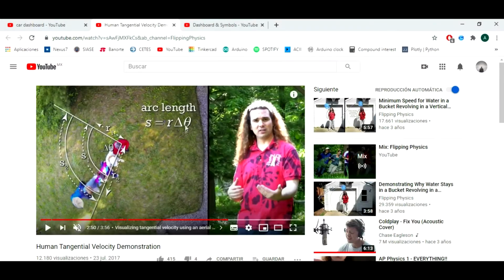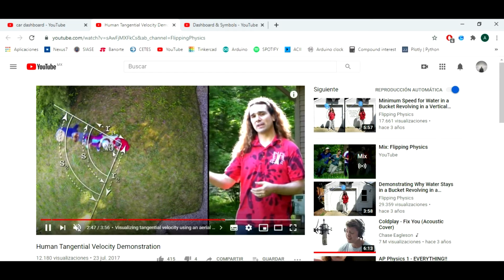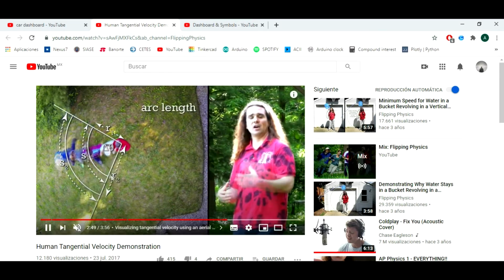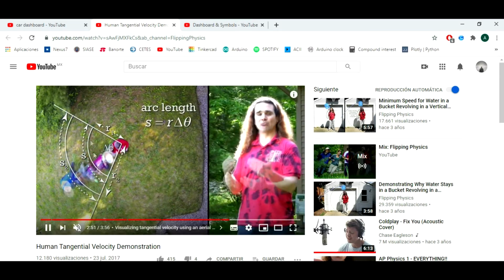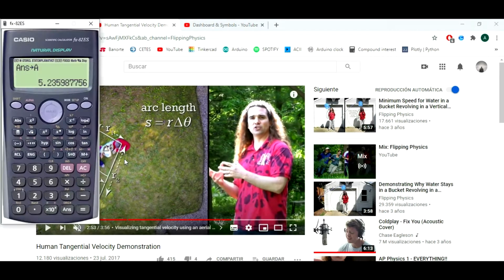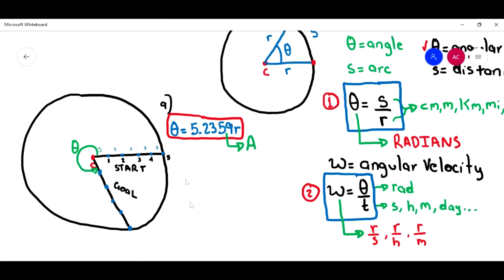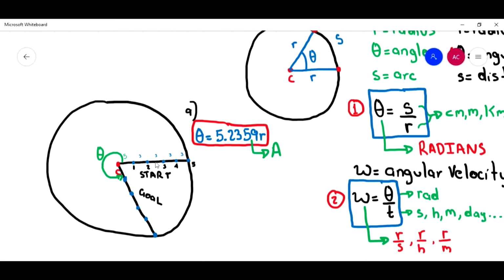Now if we return to the video, just see that all of them travel the same angle. So we're not going to find a different angular displacement for each one of the cyclists. All of them are going to have the same angular displacement.